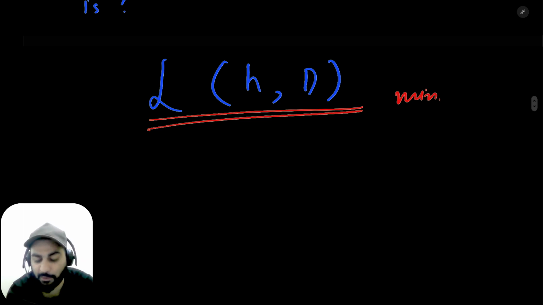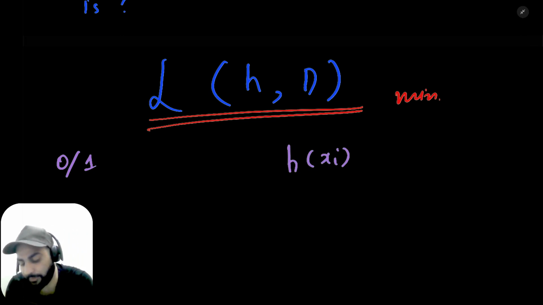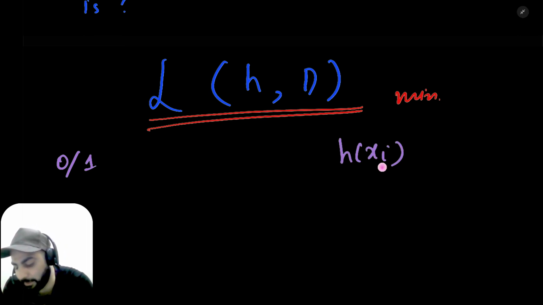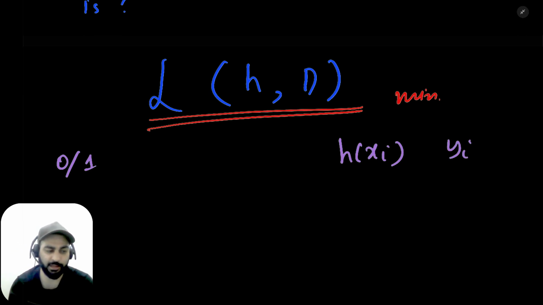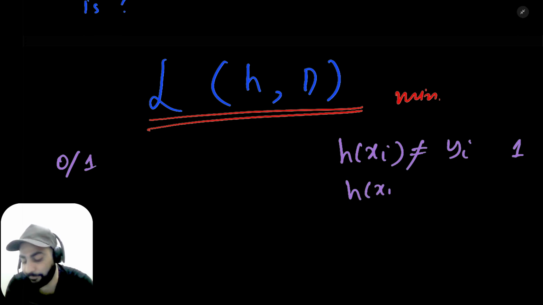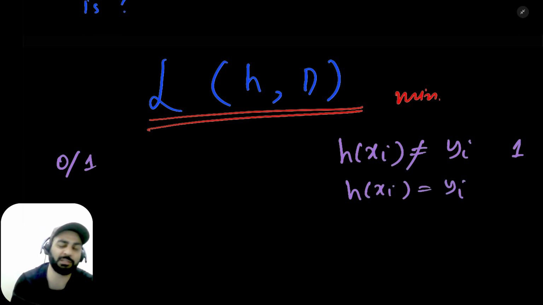Let's talk a bit about this. There is one thing called 0-1 loss. If you take a data point xi and give it to the hypothesis, it will spit out some value, h of xi. We know that correspondingly there is a label yi of its own. If they are not equal, that is, if the label was mispredicted, then we say the loss is 1. If h of xi is equal to yi, that is, the prediction made was right, then we say the loss is 0.